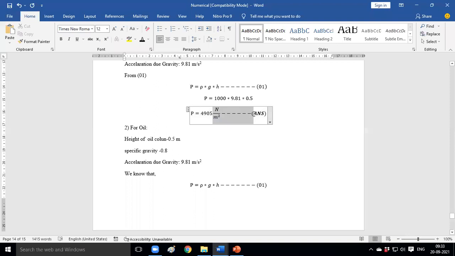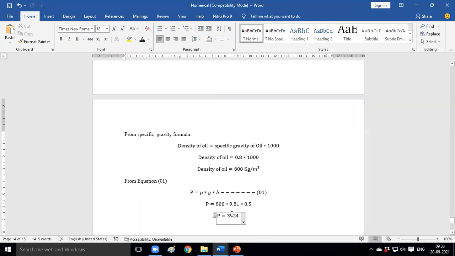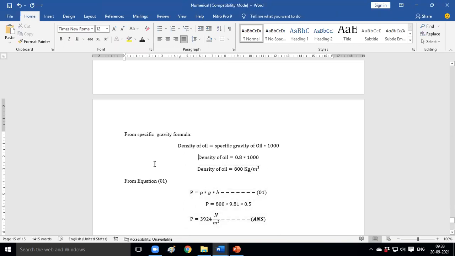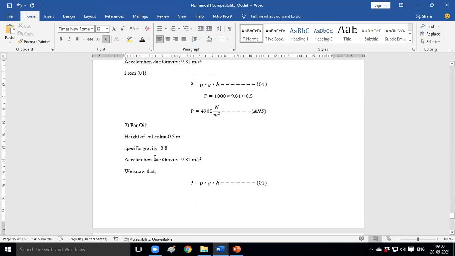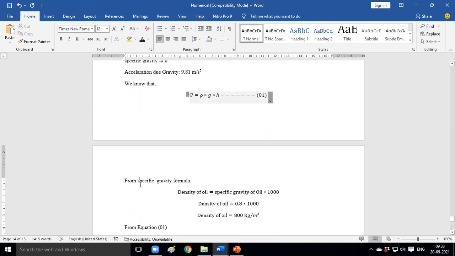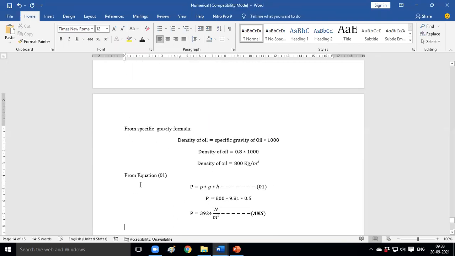Similarly, we can mention for the oil column, P is equal to 3924 Newton per meter square. So there is one more fluid mentioned. Three fluids are mentioned. One is water, second is oil, and which one is the third fluid? Mercury. Correct. So the third case is for mercury.